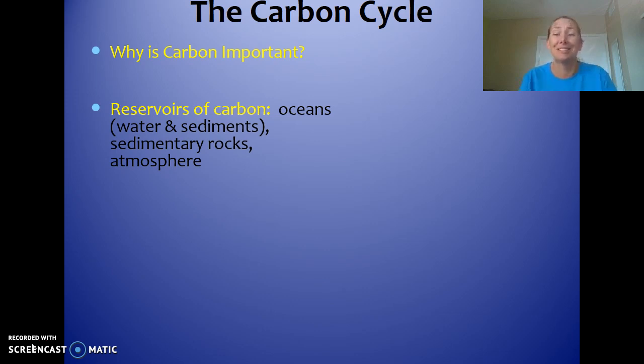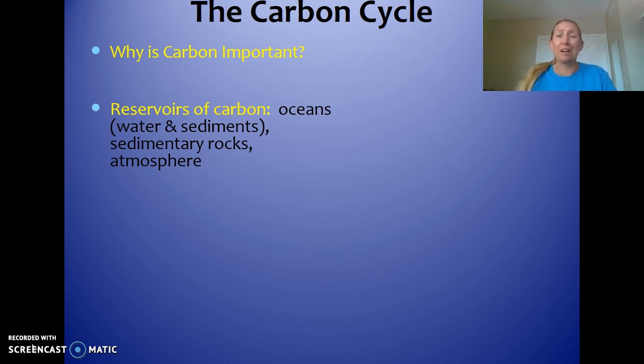And the word sequester is one of my favorite words. I love it when kids use the word sequester or sequestration in their FRQs. When you sequester something, you're keeping it aside. You're making it unavailable to use by anyone else. And so the sediments at the bottom of the ocean, which are generally not being stirred up or anything like that, are a great place to sequester or keep the carbon for a long period of time.